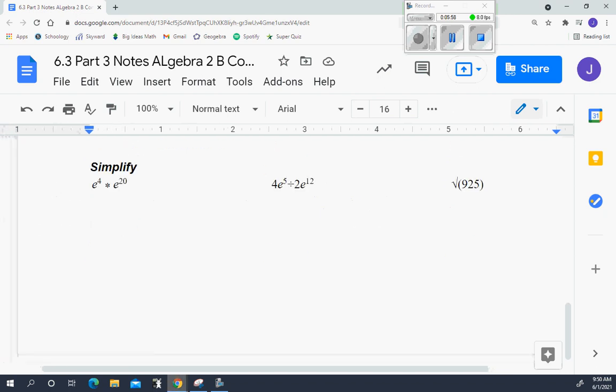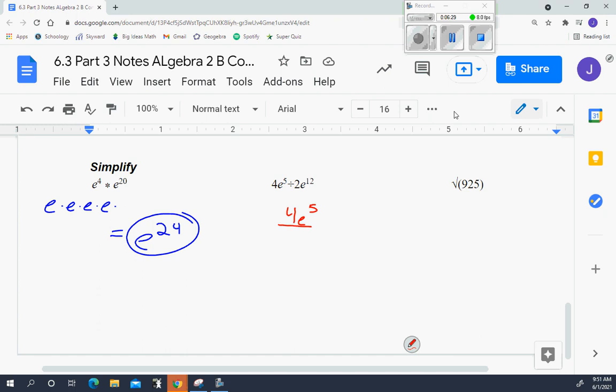And down here we want to simplify using our exponent rules. We have e to the 4th times e to the 20th. That's really just e times e times e times e, and then 20 more e's. You'll finally get e to the 24th. There would be 24 e's if you wrote it all out. Next, we have 4e to the 5th divided by 2e to the 12th. I like to write these as a fraction. It helps me see what I have to do.